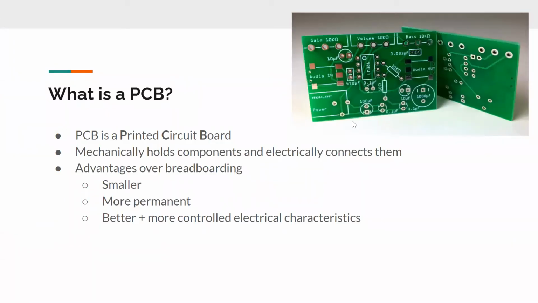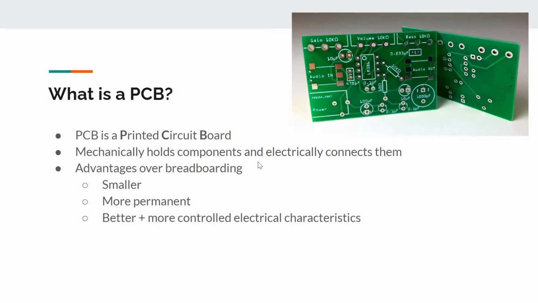So what is a printed circuit board? A PCB is a printed circuit board, and it's something that you've almost definitely seen before. There's an example in the top right here. It's these green boards that have a bunch of connections and little markings on them. And printed circuit boards mechanically hold components and electrically connect them together.